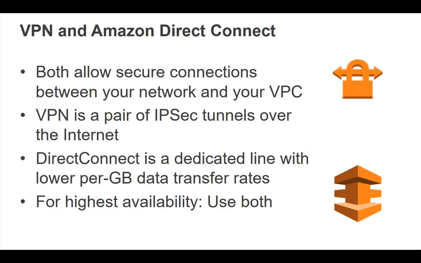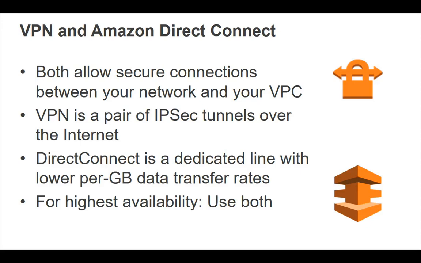What happens if you don't want to go across a public internet with that traffic? Well, if you like, you can create an Amazon Direct Connect, and this is going to allow a secure connection between your network and your VPC. And Direct Connect is a dedicated line with lower per gigabyte data transfer rates. Great for high availability, and it just gives you a better, more consistent bandwidth.